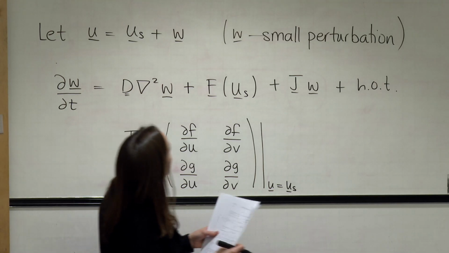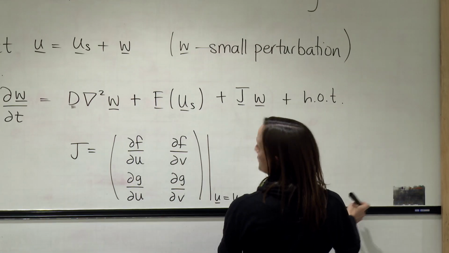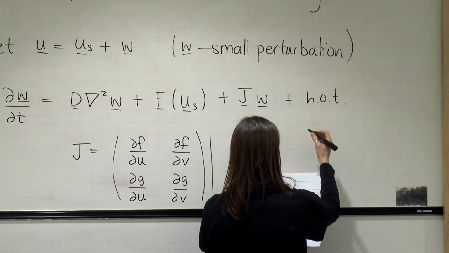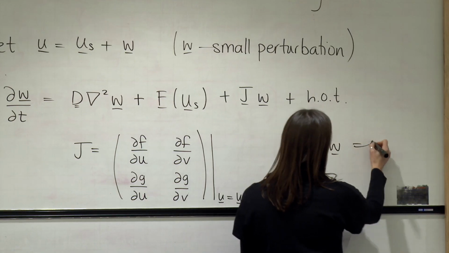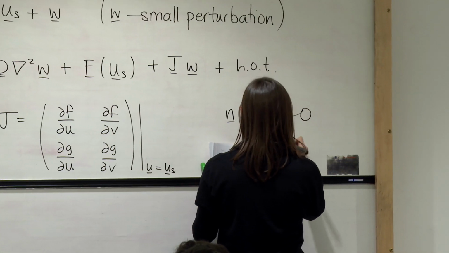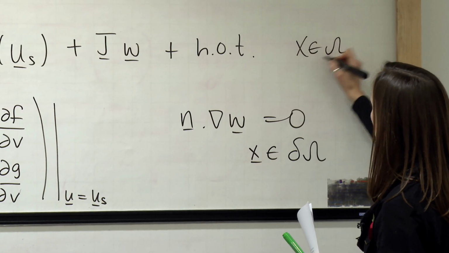Okay, and then not forgetting our boundary condition, which I think I've just dropped off the top of the board. Oh no, it's over there. So my boundary condition is n dotted with grad w is equal to 0 for x on the boundary of omega.